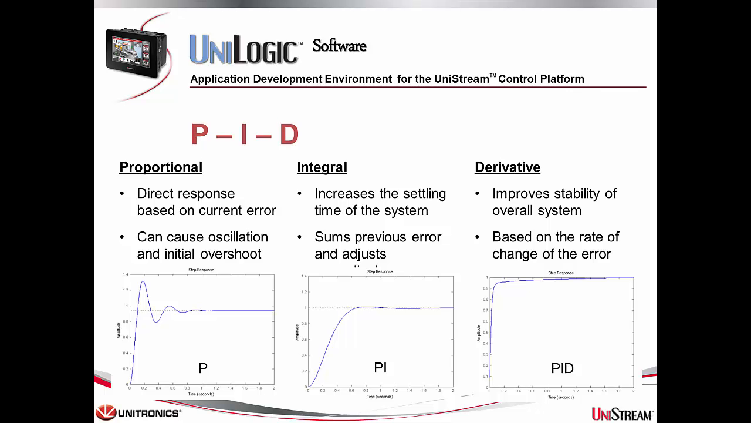Proportional control will adjust the output of the system proportionally to how far it is from the set point. For instance, when the process value is 75% away from the set point, the proportional action will be at 75%. When the process value is 50% away from the set point, the proportional action will be at 50%, and so on. Proportional control is a direct response to the system based on the error, or the difference between the set point and the process value.